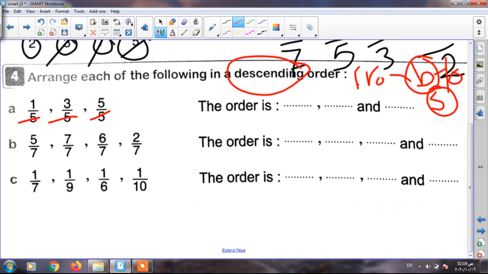It means the biggest fraction is the one with the biggest numerator. Okay? Where is the biggest here? Yes, 5. So I will write 5 fifths. Okay? And I will cancel it from here. After that, 3 fifths. Yes, excellent. And the last one, a fifth.